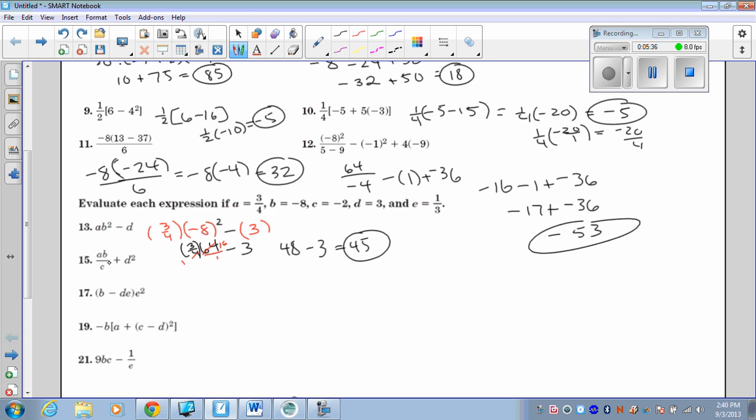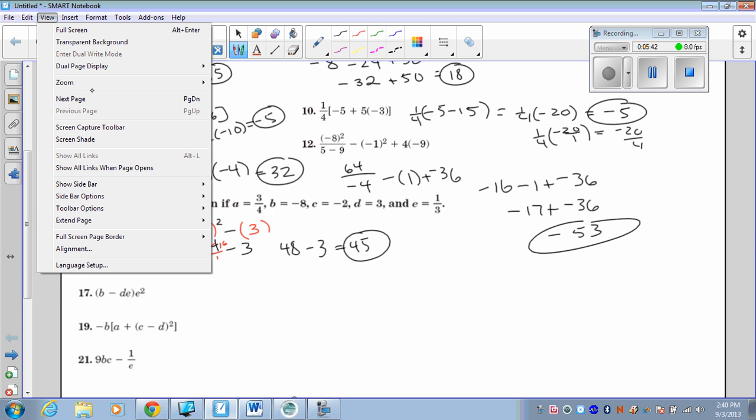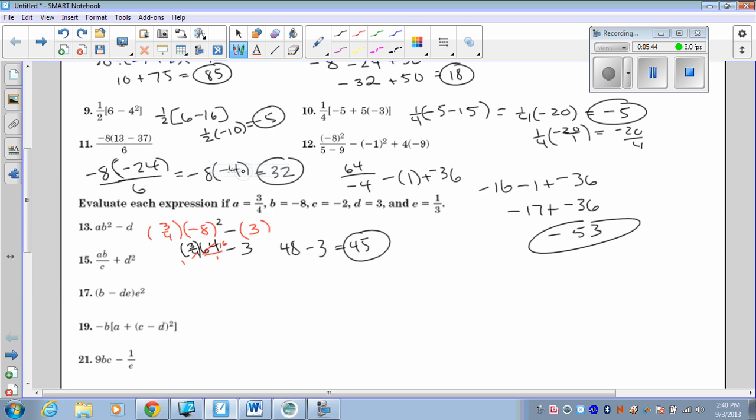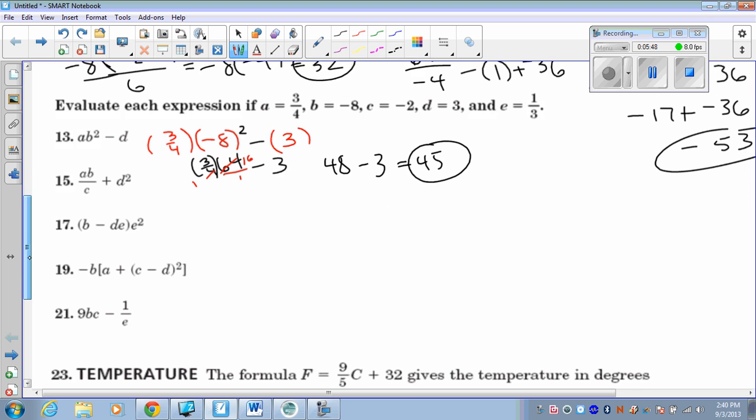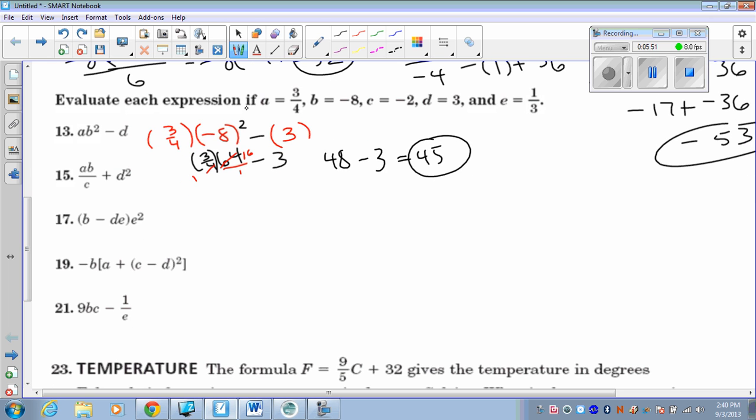For number 15, let's zoom in a little bit. I'm running out of space. Alright, 15, again, A is 3/4. B is still -8. C is -2. And then D is, hold on, let me get rid of him for a second. D is 3.